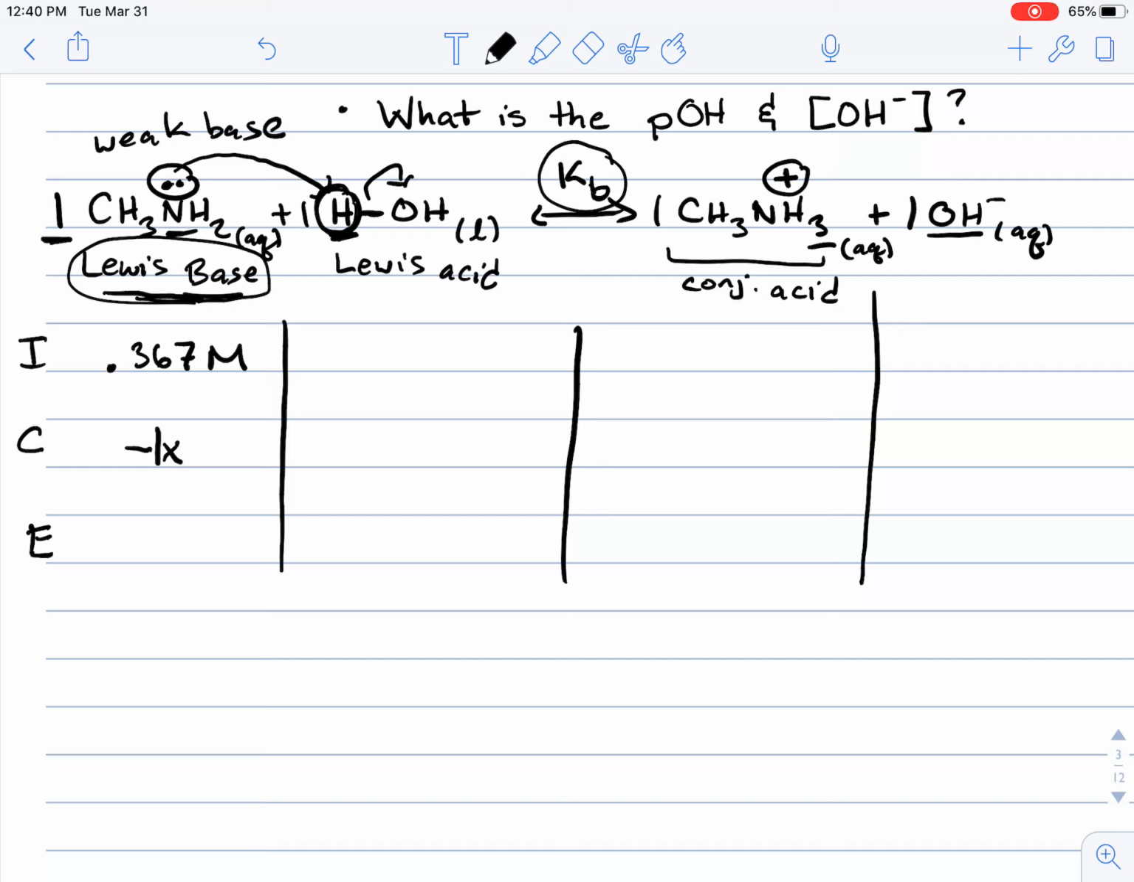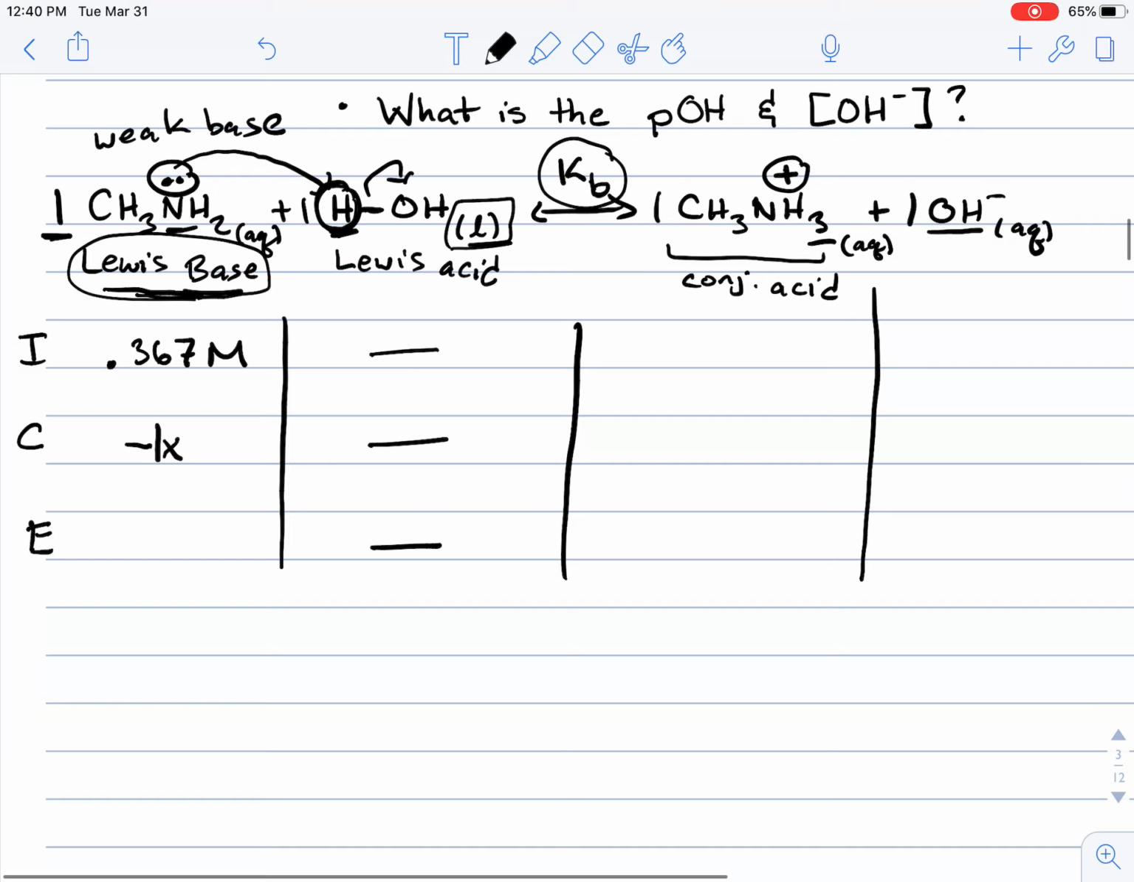Just because we don't know how much of that weak base is actually going to ionize. If it was a strong base, then we know that's 100% ionization, and so therefore our change would be equal to the initial concentration. But here in this case, since it's a weak base, we don't really know. That's what we're trying to figure out. And so for water, since it's liquid in state, we're just going to go ahead and ignore everything. If you recall from the equilibrium chapter, anything that has a physical state of liquid and solid is just completely ignored in the mass action expression.